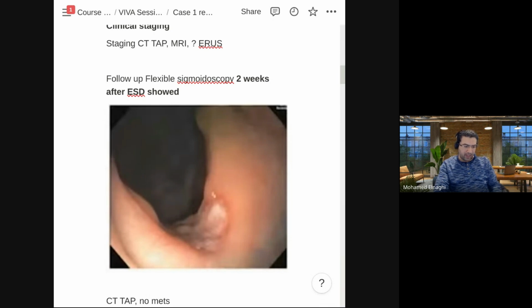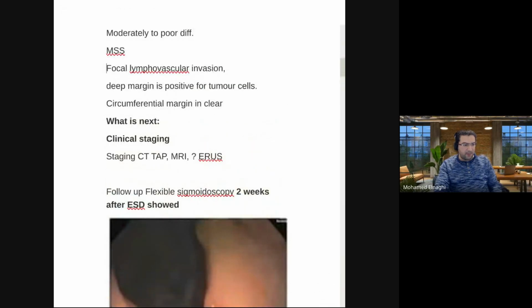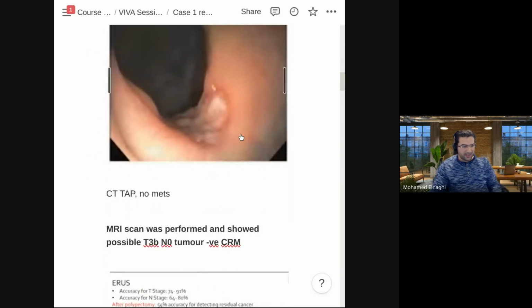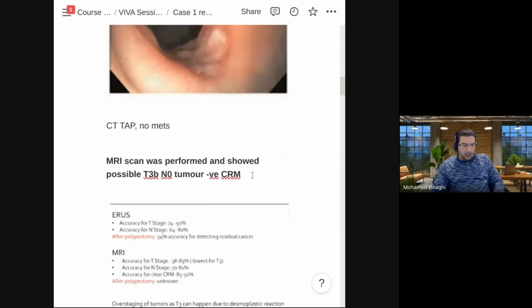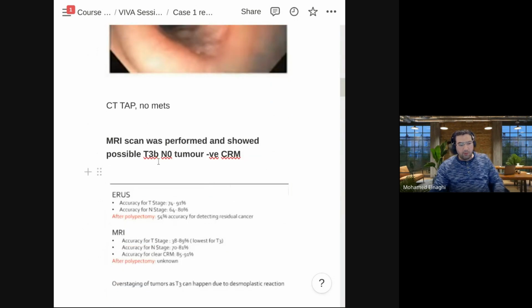Okay, so fine. You did the CT of the chest, abdomen and pelvis. There was no metastasis. You did an MRI of the rectum, and the MRI showed possibly a T3b N0 tumor with negative CRM. This is your MRI scan. What do you think the limitations of MRI scan are in such a case?